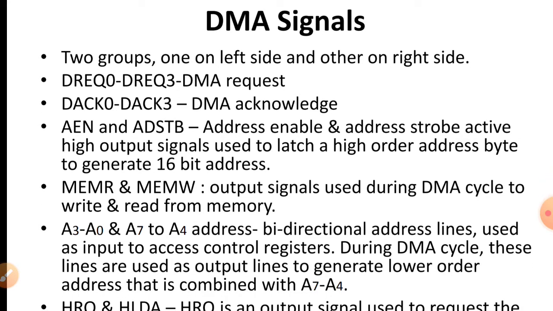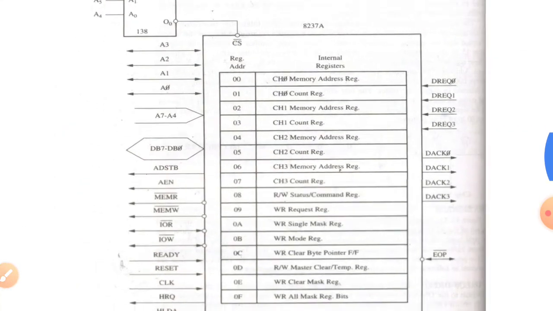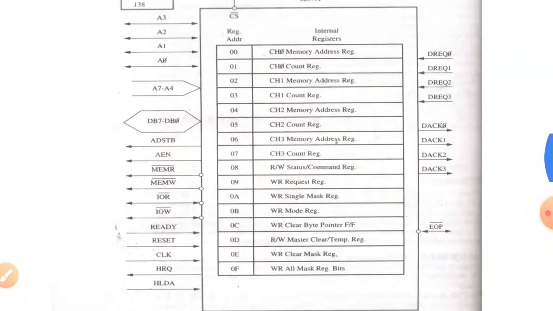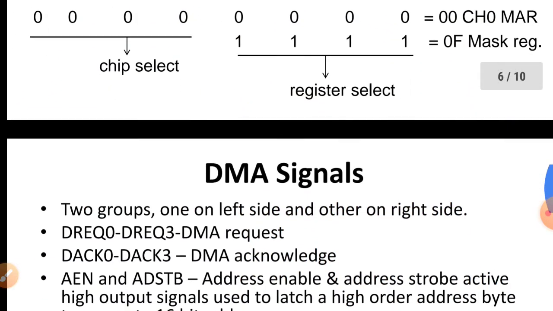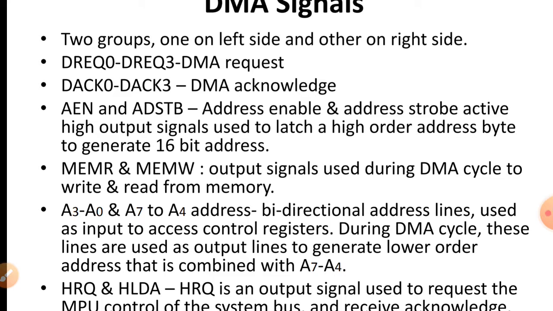Now, we have 2 more signals, MEMR and MEMW. Let us see where they are. If the input output devices are working in input output mapped mode, then these two signals are connected with the IOR and the IOW. But if the input output devices are working in memory mapped input output, then MEMR and MEMW are connected to the MEMR signal and MEMW signal of the microprocessor.